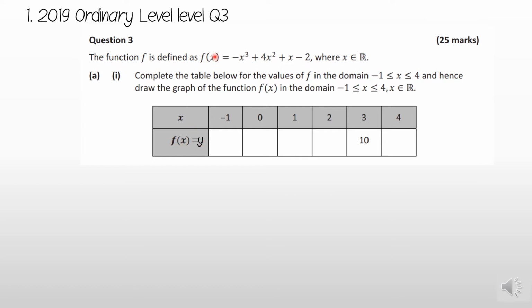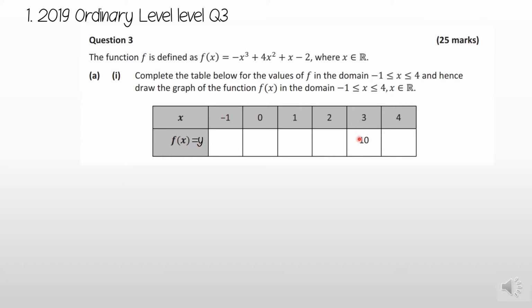So f of x just means a function of x. It means a function with x's in it. They could have given this as another letter, q or y. They usually use y, but it means the same. So I'll just put the y here. So you have to fill that in. Basically, you sub in the given values for x into the equation, and you find what the value of f of x or y would be. So you put in minus 1 for every x in your calculator, you get the answer. You change that value to 0, to 1, and so on until you fill in the table.